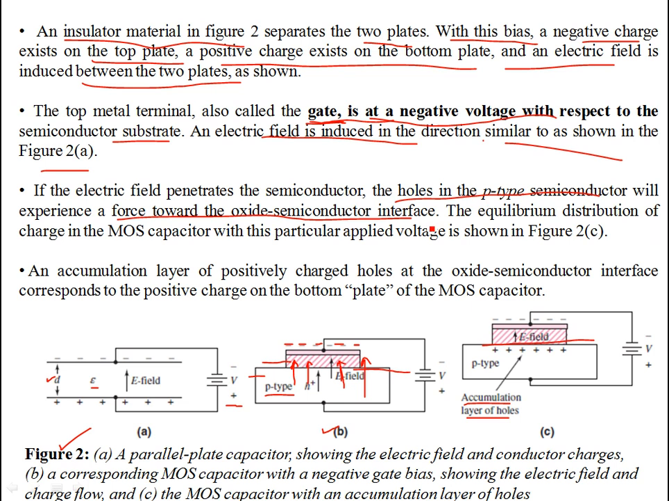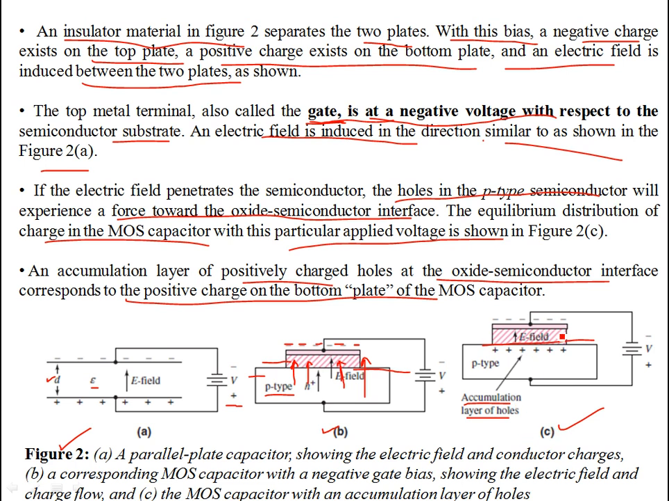The equilibrium charge distribution in the MOS capacitor with a particular applied voltage is shown in figure 2c. An accumulation of positively charged holes at the oxide interface corresponds to the positive charge on the bottom. So it's the same thing. Just like a conventional capacitor, if you fill it with a dielectric, you have something like what you see in figure 2b and 2c.